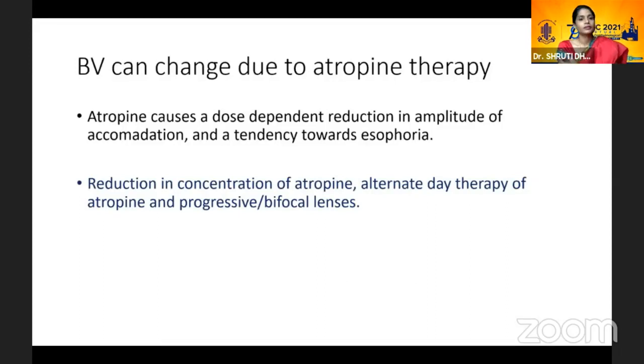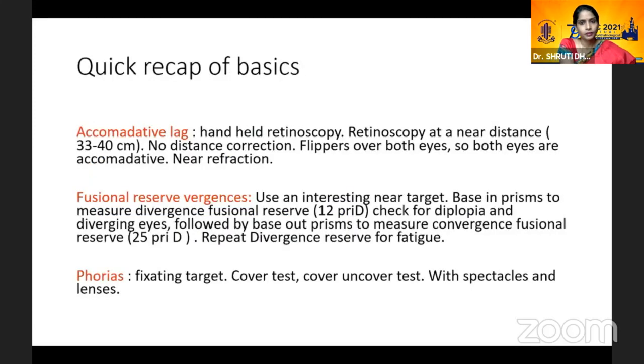And finally, binocular vision can change due to atropine therapy. Atropine causes a dose-dependent reduction in amplitude of accommodation and a tendency towards esophoria. In these children, a reduction in concentration of atropine, alternate day therapy of atropine, and progressive or bifocal lenses are recommended. Now that we have seen the advantages of measuring binocular vision in children with myopia, let us do a quick recap of the basics of how to measure these.